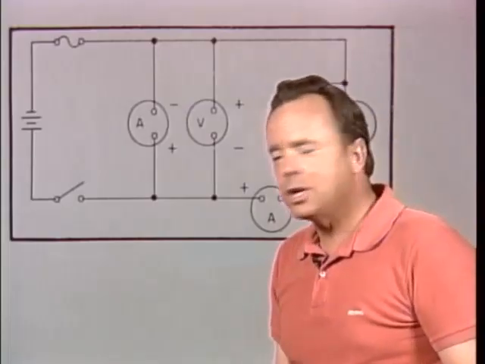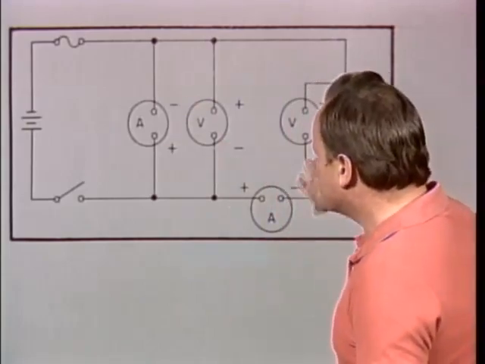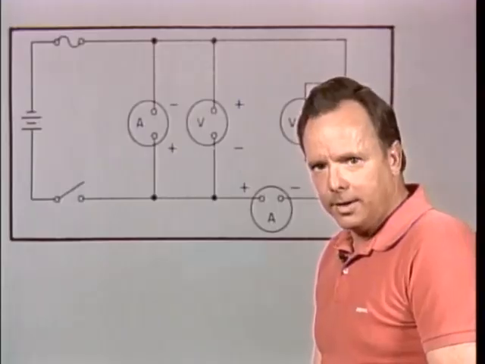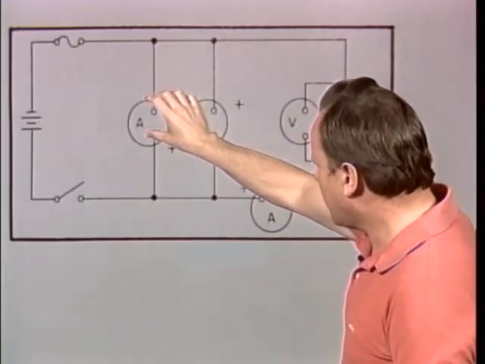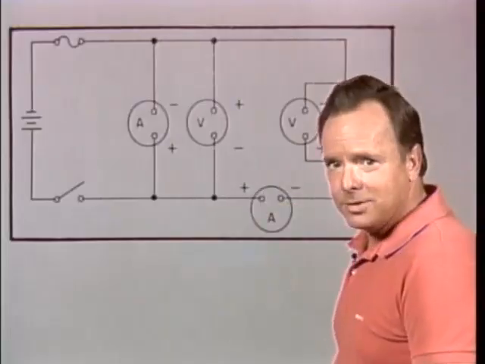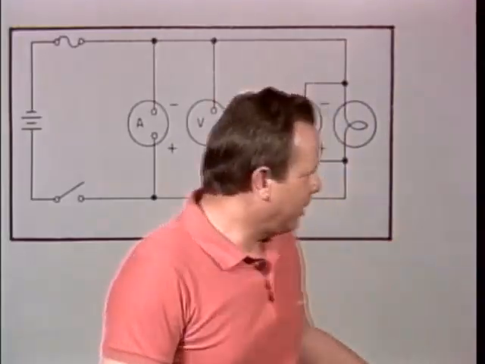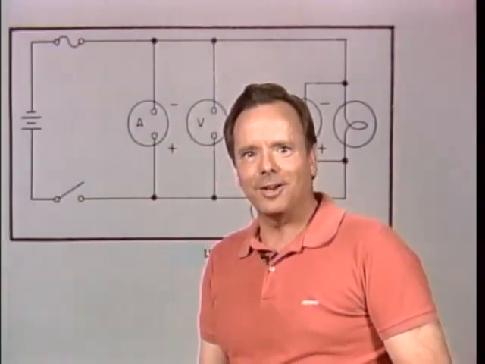So they're going to ask you a question about Figure 6 here in the test: how many of these meters are correctly installed and how many are incorrectly installed? And the answer is, one ammeter is incorrectly installed, one ammeter is correctly installed, one voltmeter is incorrectly installed, and one voltmeter is correctly installed. So there's two of each there. So you guys have got that figured out.